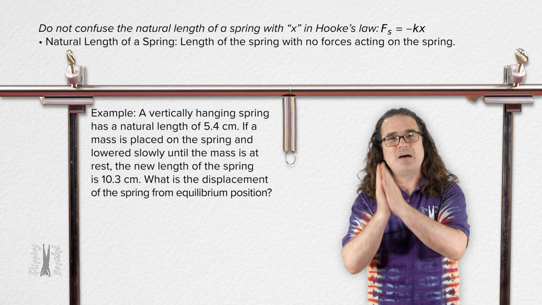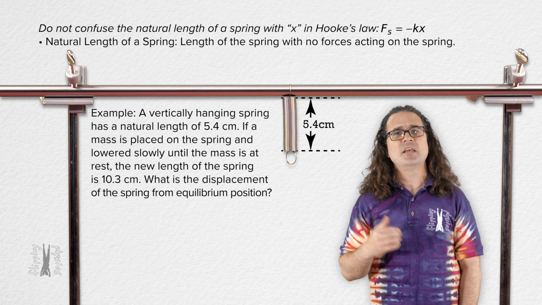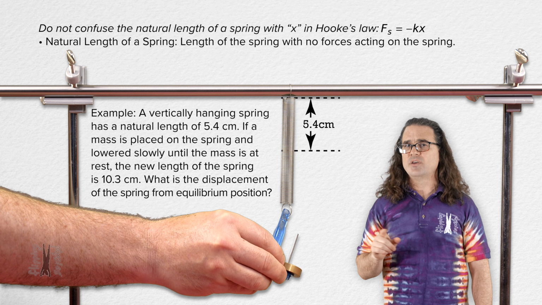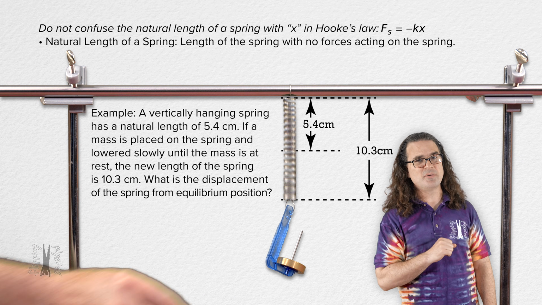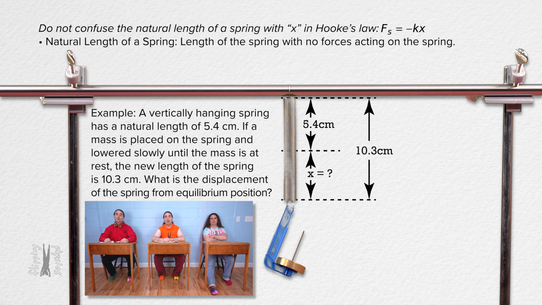Yes. And Bobby, a vertically hanging spring has a natural length of 5.4 centimeters. If a mass is placed on the spring and lowered slowly until the mass is at rest, the new length of the spring is 10.3 centimeters. What is the displacement of the spring from equilibrium position? Well, the equilibrium position of the spring is when the length of the spring is at its natural length, or 5.4 centimeters. Let's call that the initial length of the spring. And the new length of the spring is 10.3 centimeters. Let's call that the final length of the spring.